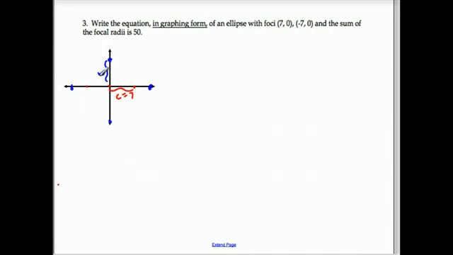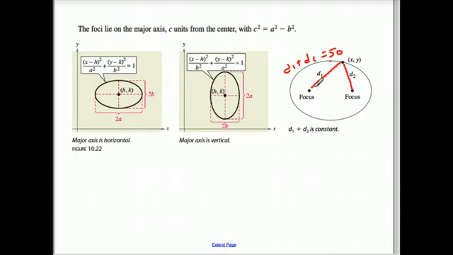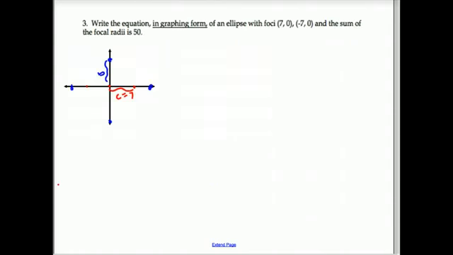And we just said that if I add up this distance and this distance, that has to be 50. Well, I picked a place where those distances are the same. So if this plus this is 50, then one of these is half of 50, which is 25. Now I know c, I know 25, and all I've got to do is find b. Now it's just a simple Pythagorean theorem.